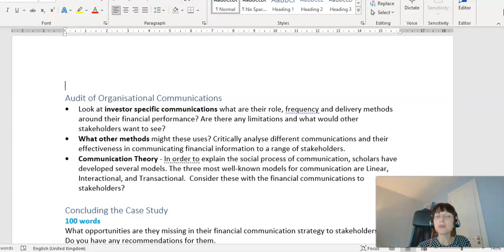So with each of these, when you're looking at the types and the methods of communication, I'm really keen that you also critically evaluate it, looking at the limitations and the benefits. Now, underpinning all this, we need some theory.